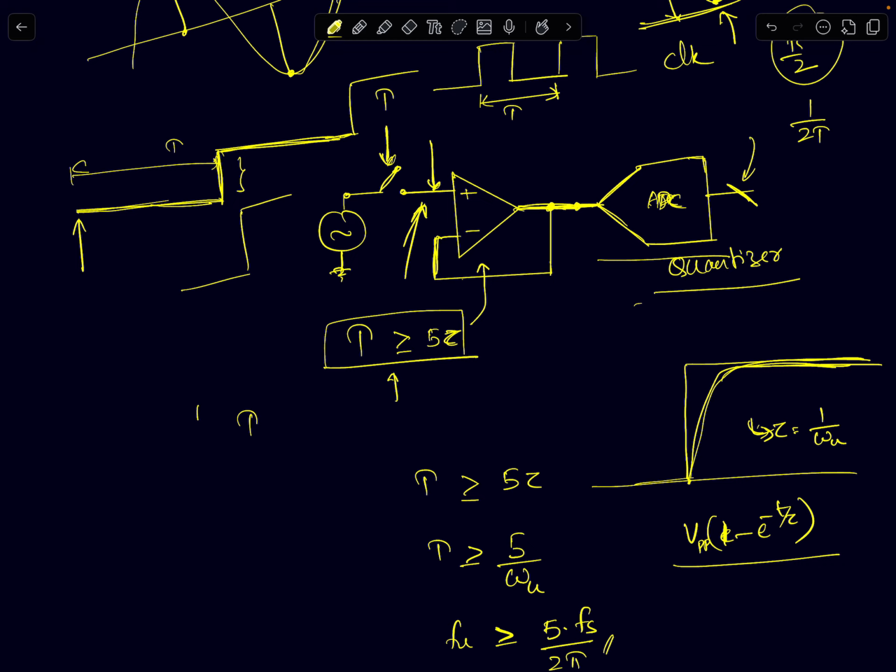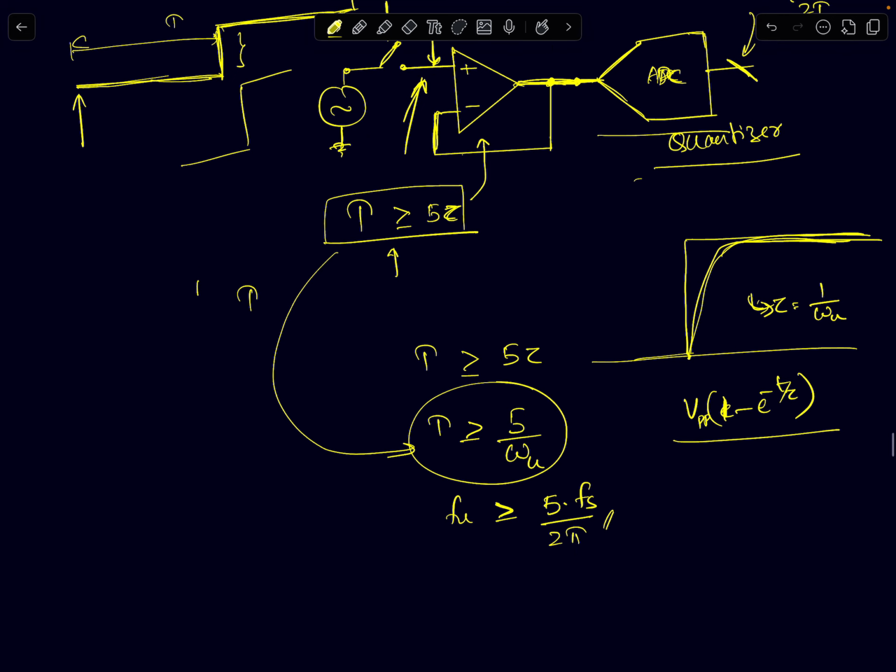So from this I can argue 5 time constants. I'll get your time period should be greater than 5 by omega u. From that I can derive a condition. If I know a sampling frequency for the ADC, Fs is 1 by T, then the UGB of the op-amp has to be greater than 5 Fs by 2 pi. So this is how I arrive at a condition.